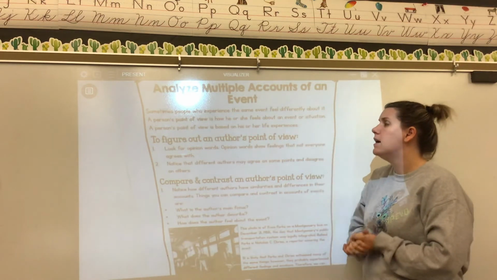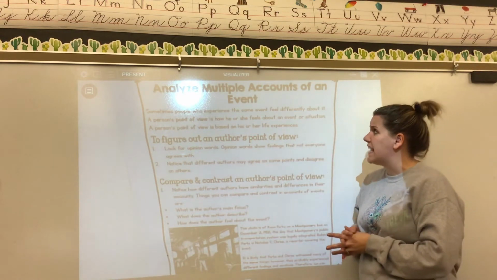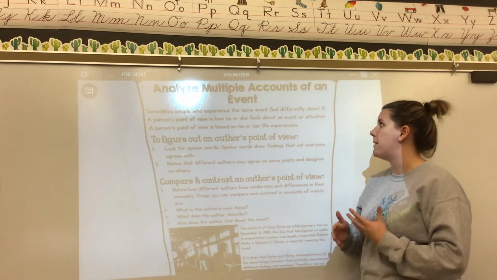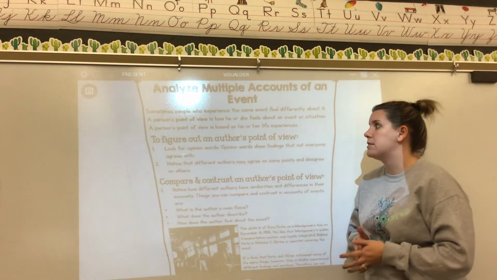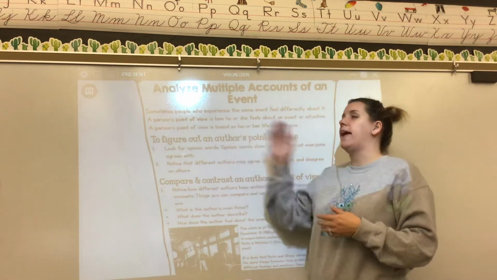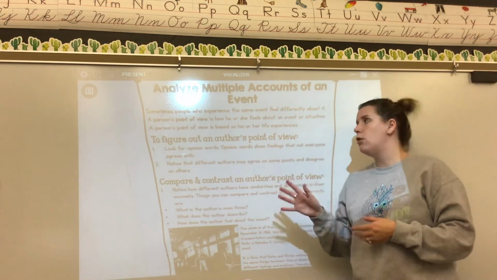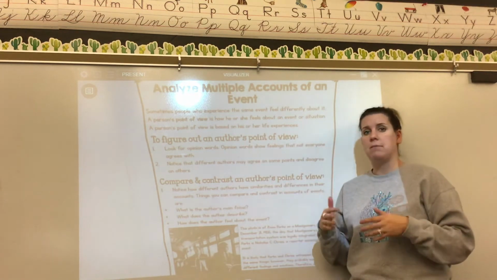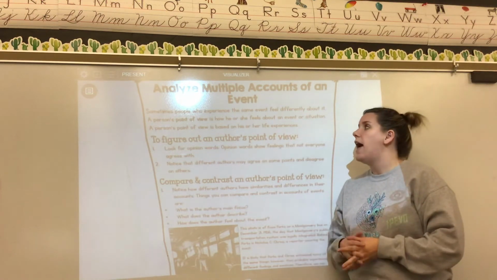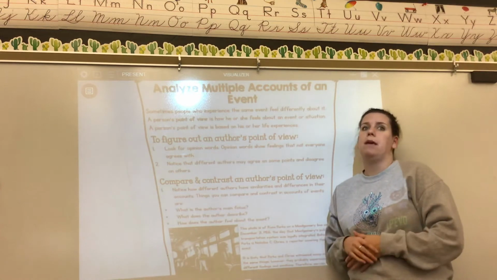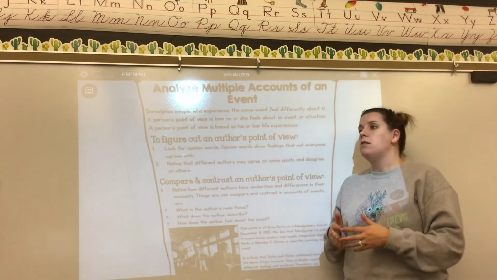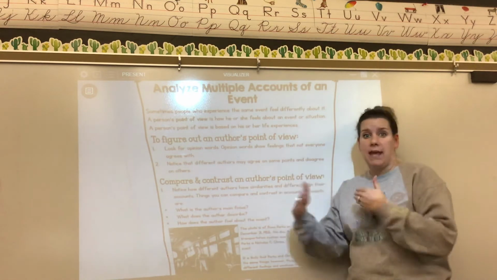And here at the top it says, sometimes people who experience the same event feel differently about it. A person's point of view is how he or she feels about an event or situation. A person's point of view is based on his or her life experiences. So we're looking at a point of view like how they perceived it. We know that it's most likely going to be in the first person because it's that person talking about what they experienced. And think about it, when something happened to lots of people at the same time, not everybody looked at it the same way.